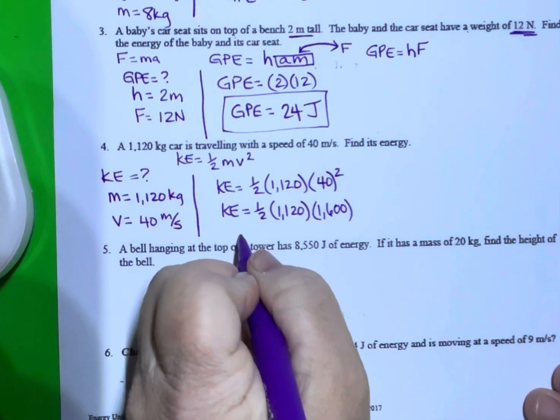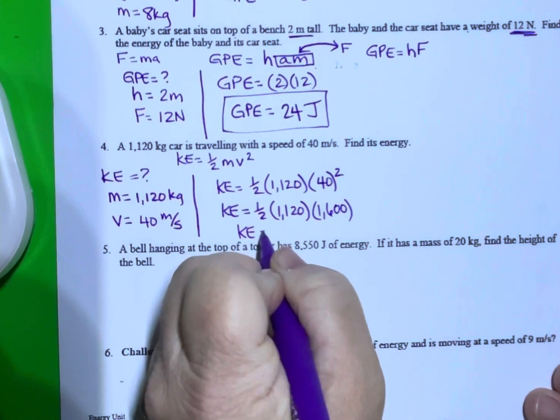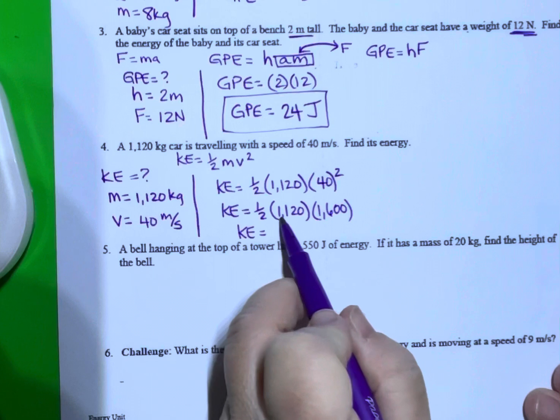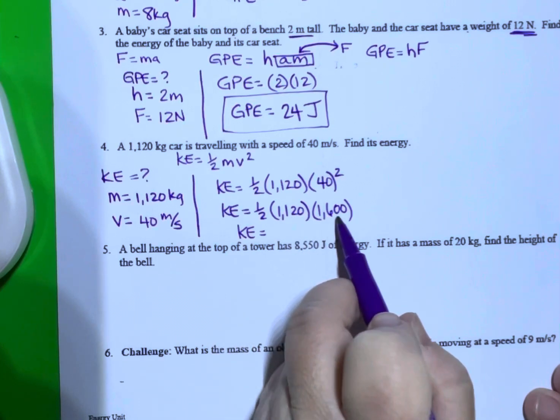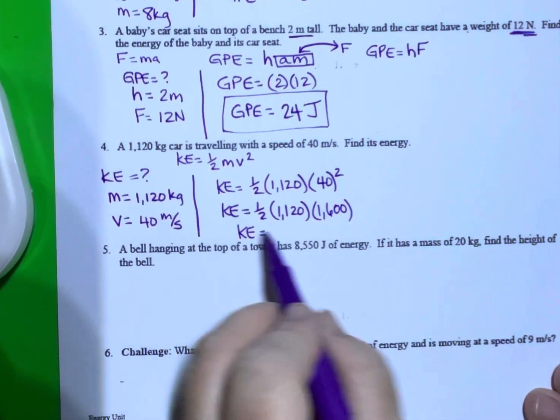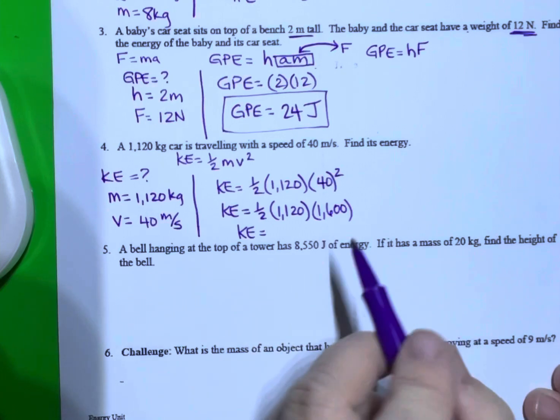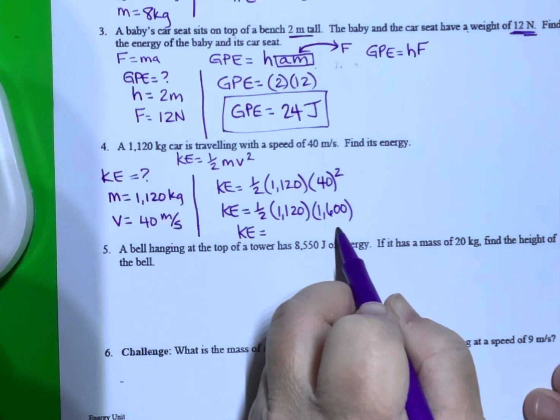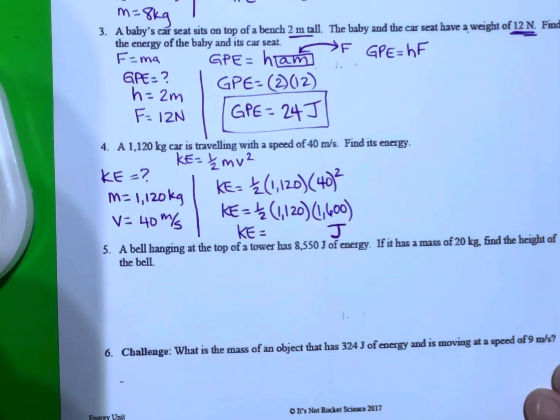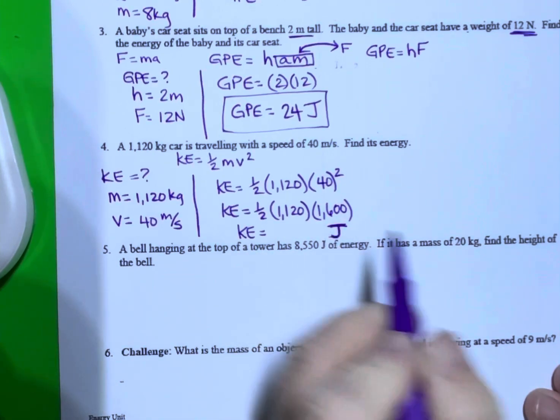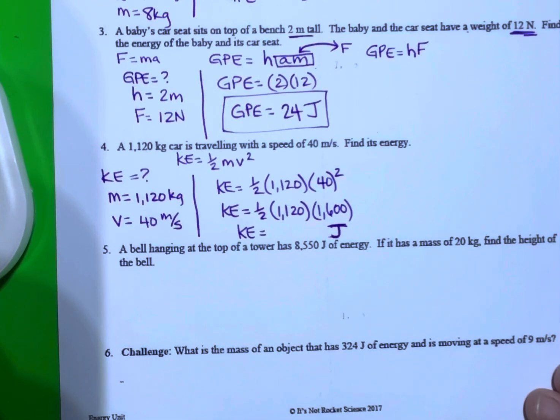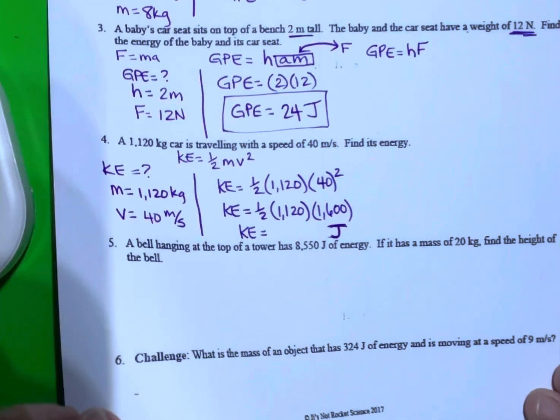So the answer to this question is the kinetic energy is equal to 1/2 times 1,120 times 1,600. And what is your final unit for kinetic energy going to be? Same as what it is for everything else. Joules. When you calculate the energy, joules. Okay? And you do the math and figure out what that is.